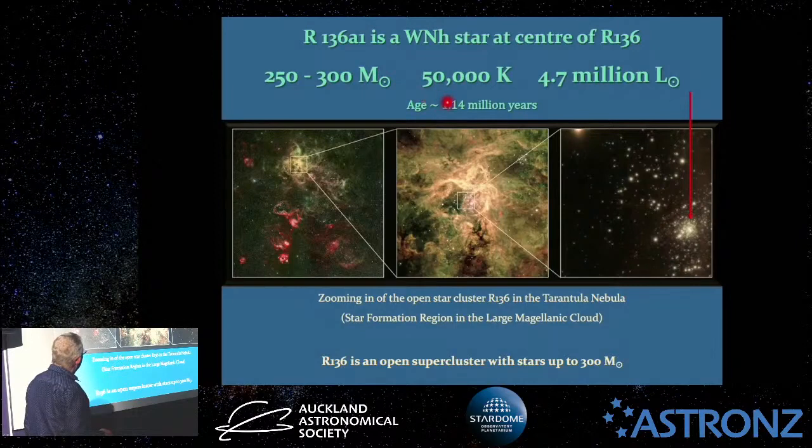Surface temperature of 50,000 degrees. Luminosity, check that out, 4.7 million times the power output or brightness of our Sun. And it's only 1.14 million years old. So it's no surprise that's where it's sitting. That is the largest and probably one of the brightest stars known.